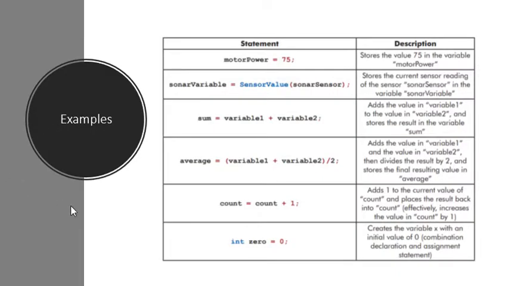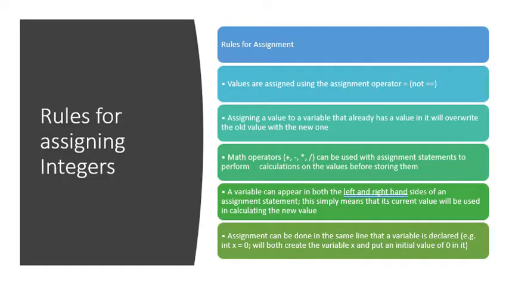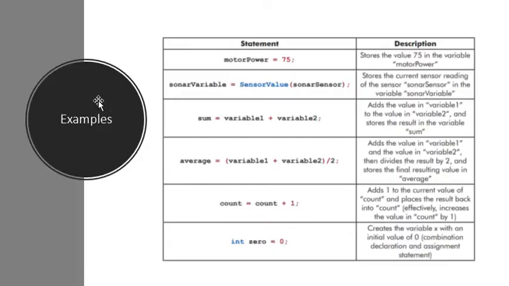So here's some statements that we can do that match up with our rules for assigning integers. I can just make one like motor power, and make it equal to a value, right? Why would I want to do this? Well, we'll see some reasons in a little bit. But I can do that. I can just say, hey, every time I use the word motor power, that means 75.